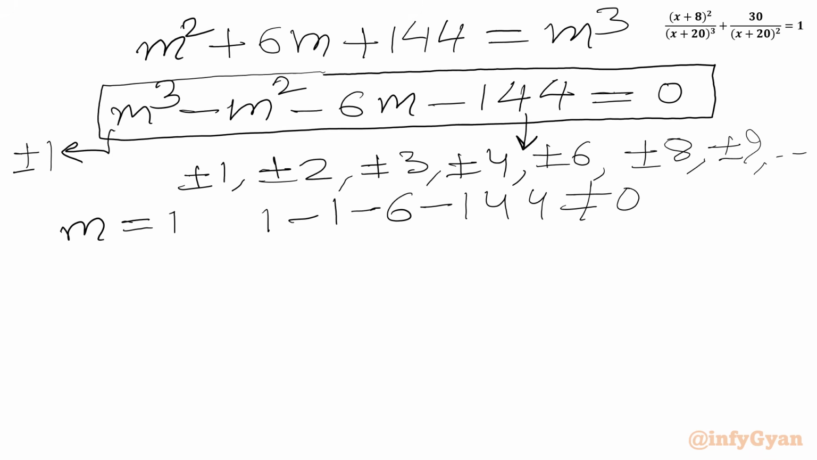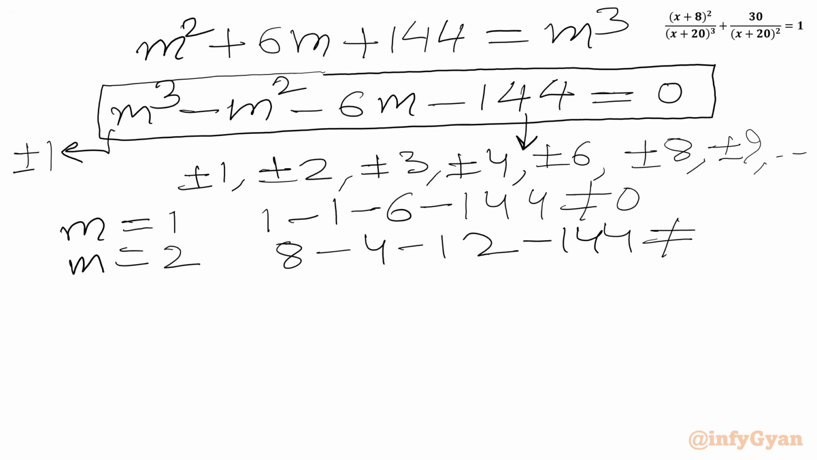If I plug in m equal to 2, will it satisfy? 8 minus 4 minus 12 minus 144. Again it won't, because minus 144 is a very big number. So we have to try the values of m: 1, 2, 3, 4. It won't satisfy.